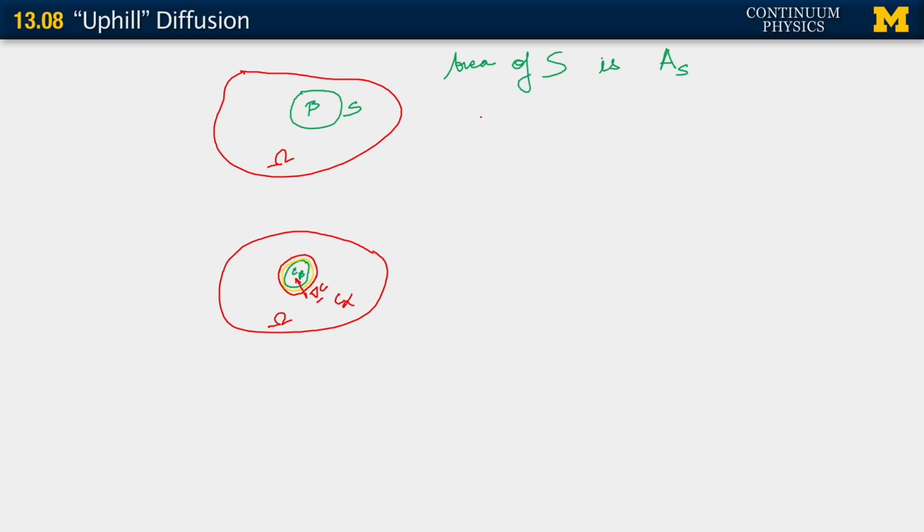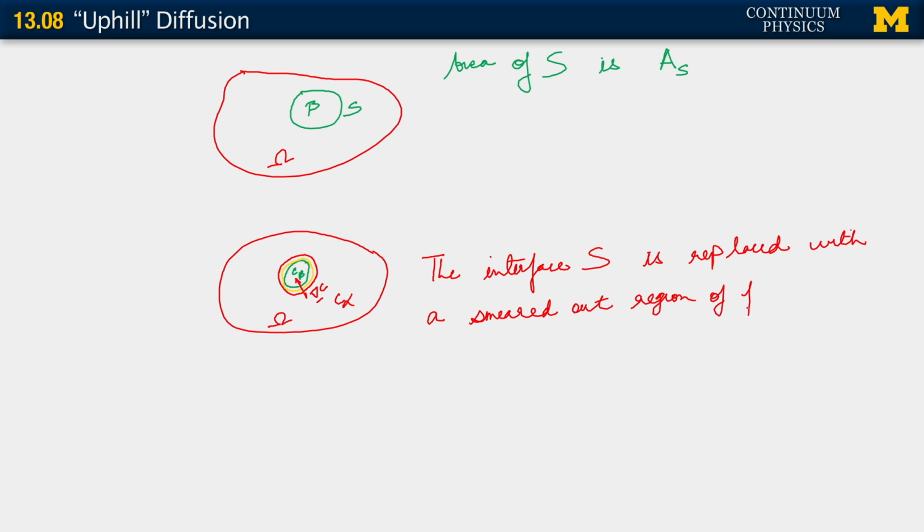So what is done here is that we say that the interface S is replaced with a smeared out region of finite width across which the norm of gradient C, the Euclidean norm of gradient C, is less than infinity. So we get some finite gradient.